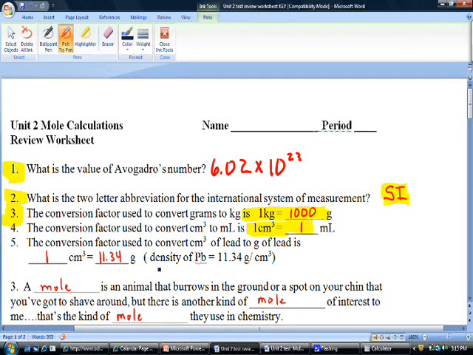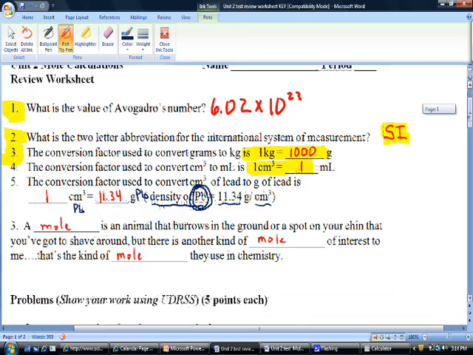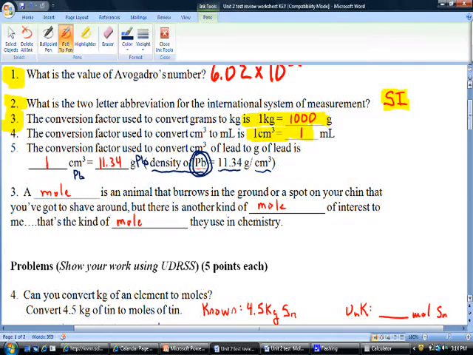Also, be sure you remember that you can use density as a conversion factor. So if the density is 11.34 grams per cubic centimeter, this is the density of lead. Well, that means that if you're talking about lead, 1 centimeter cubed of lead is 11.34 grams of lead. Useful to put that unit in there whenever you're using that conversion factor, because you need to remember that it's only for lead or whatever element you happen to be working with.